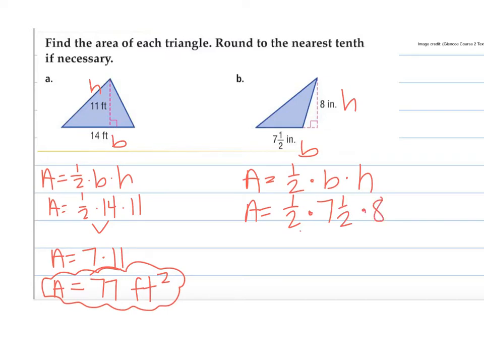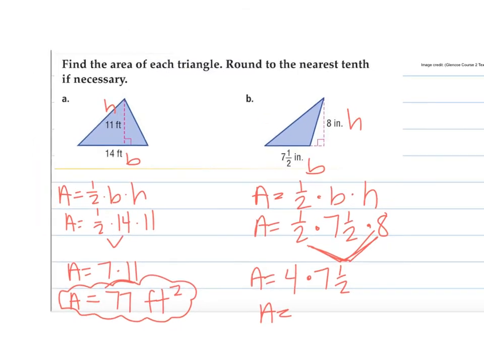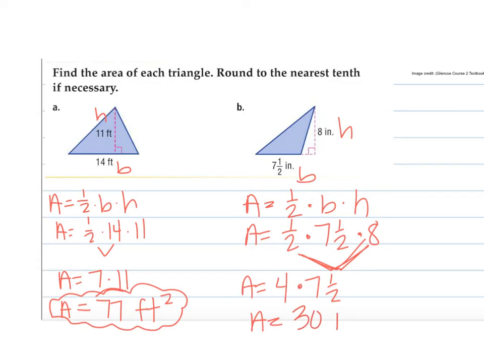I know that 1/2, and multiplication is commutative, so you can go in any order. 1/2 of 8 is 4, so 4 times 7.5. So I'm going to put that in my calculator. 4 times 7.5 would be 30. Oops. And it would be 30 inches squared.